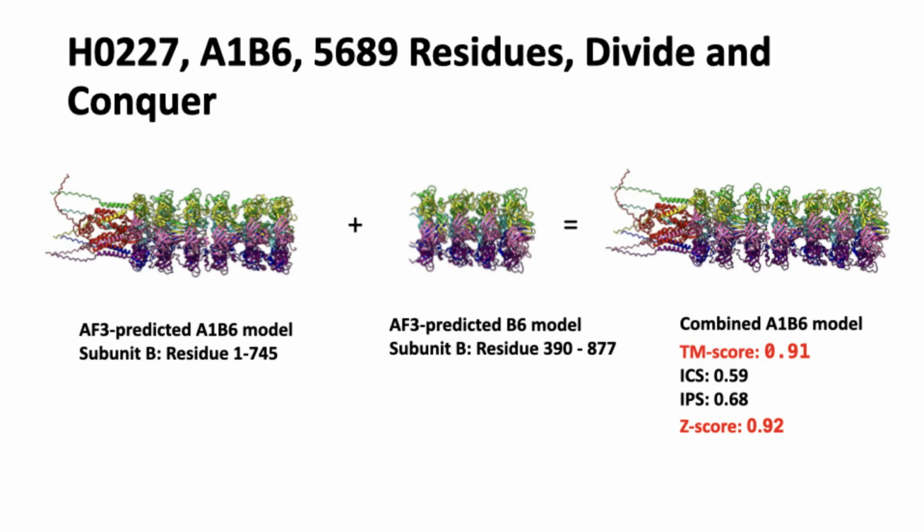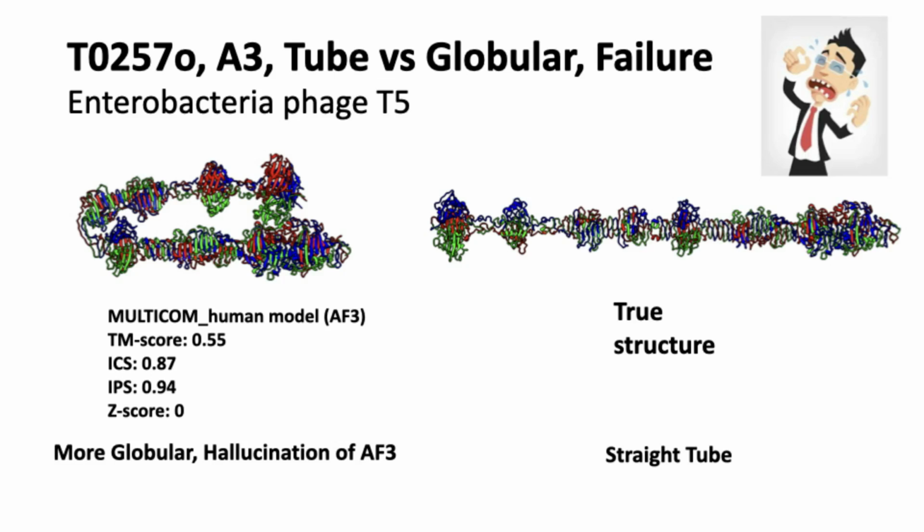Here is a typical failure. This is a tube structure, it's non-globular, but with AlphaFold 3 or 2, you try to build a more globular-like structure, like this. You hallucinate the NC interactions. Even though the interface score is good, the TM score is not good. So that's a failure for us.